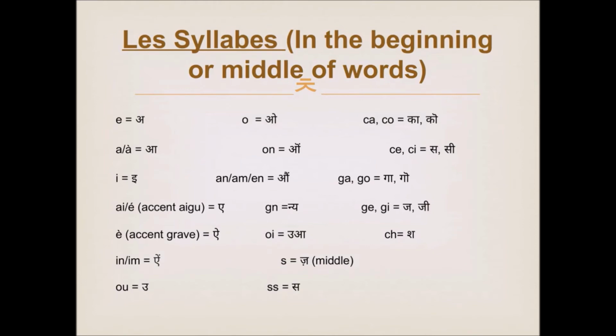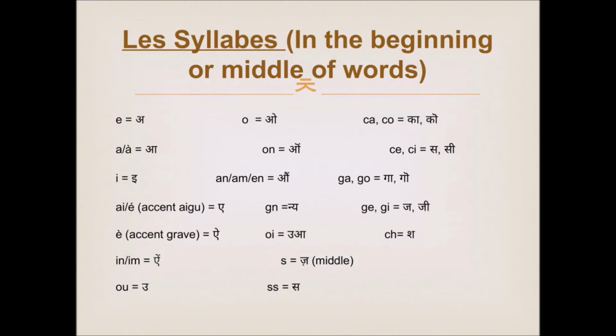S will be pronounced as Z when the S comes in the middle of a word. In the beginning, it will be mostly pronounced as S, but in the middle of a word, it will be pronounced as Z. Double S will be pronounced as S.